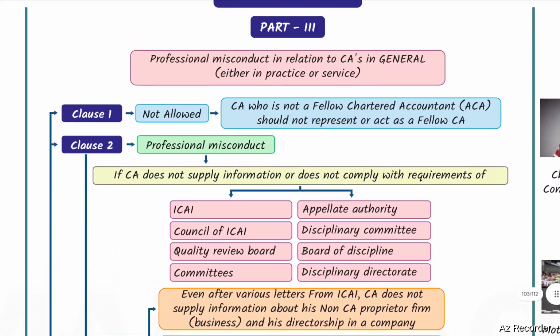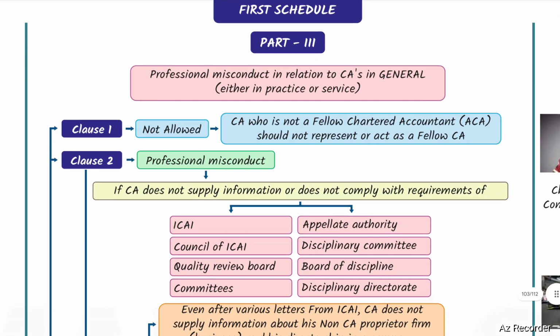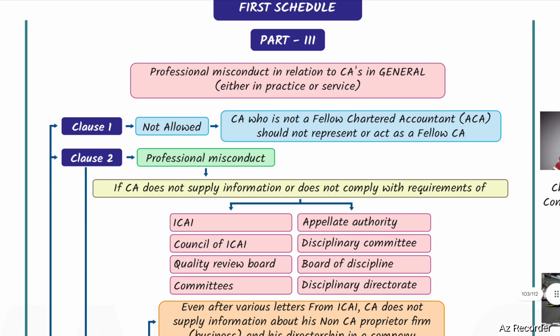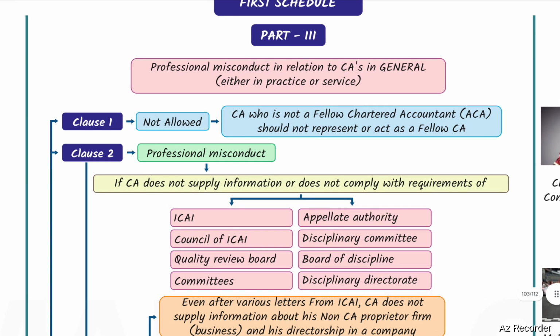Next, First Schedule, Part number 3, professional misconduct in relation to CAs in general, either in practice or in service. Clause number 1: a CA who is not a fellow chartered accountant should not represent or act as a fellow chartered accountant.